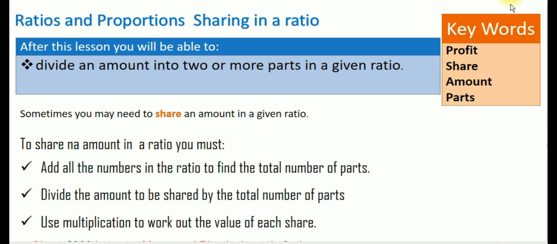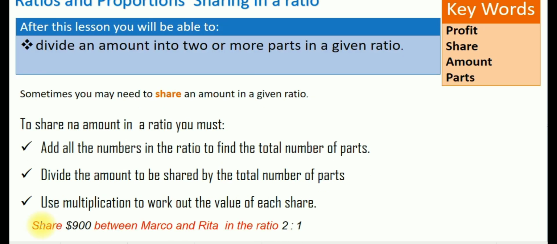To share an amount in a given ratio, you must first add all the numbers in the ratio to find the total number of parts. Secondly, divide the amount to be shared by the total number of parts. And finally, use multiplication to work out the value of each share. So now let's take some examples to understand how it works.